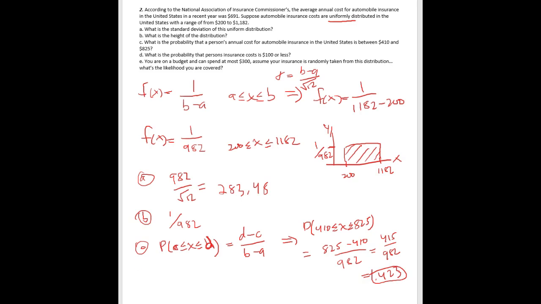Okay, then D asks us, what is the probability that a person's insurance costs is $100 or less? Okay, so this is more of a logic question than it is a math question, right? So we could go through our formula and solve this out, but what do we know? We know that this function is only defined from 2 to 1,182. So we just automatically know we can't have a value that's 100 or less. So probability of x less than 100 is 0.